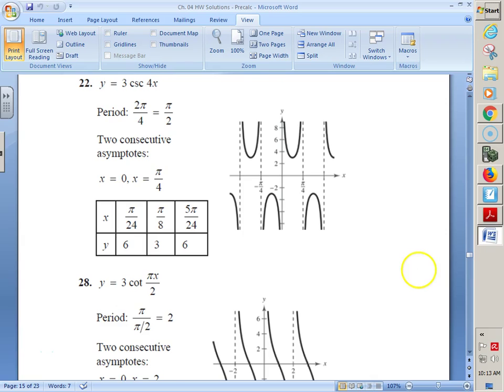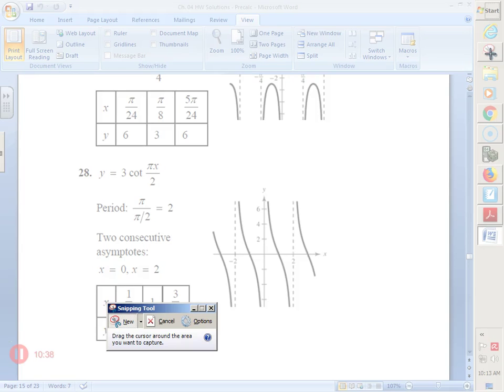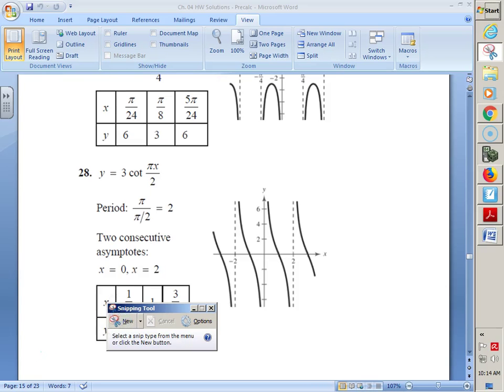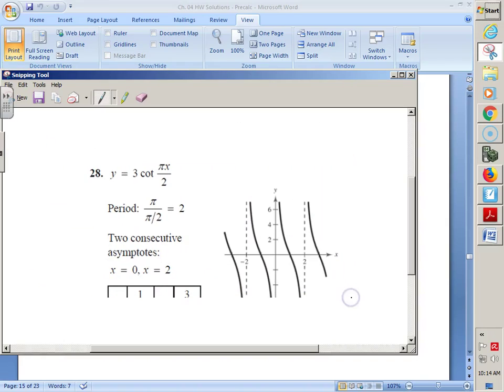Number 28 was a cotangent one. Cotangents, you take the insides, you find their vertical asymptotes by, I think I want to show you guys this one. My way, not their way, because remember, I'm not making you make a big old table. You steal their graph, but let me show why.